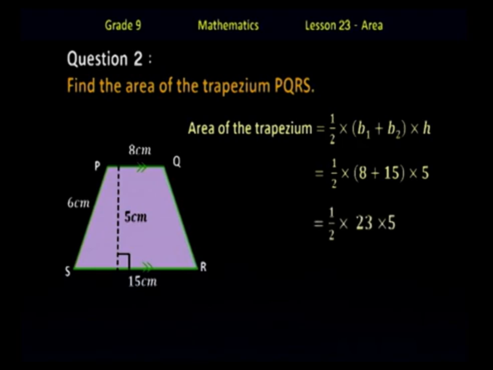Then simplify. Half into 23 into 5. Now there is no number to cancel with 2. The denominator is 2, so we can't simplify, but we can multiply 23 and 5 and divide the answer by 2. Then you can get your answer: 57.5 square centimeters.